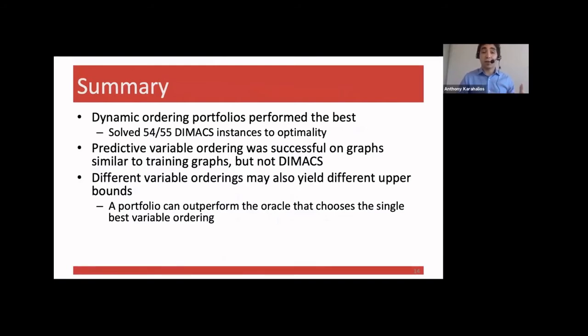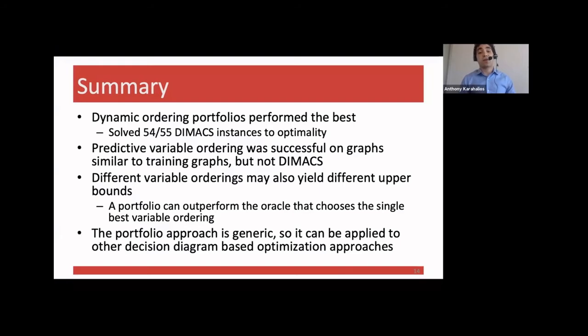And one interesting thing that we found is different variable orderings yield different upper bounds. So a portfolio can outperform the oracle that chooses the single best variable ordering, because a portfolio might use two variable orderings where one achieves the best lower bound and another achieves the best upper bound that can close an instance. Finally, the portfolio approach is generic, and can be applied to other decision diagram based problems. So not only the graph coloring problem and not only this algorithm, but many others as well.